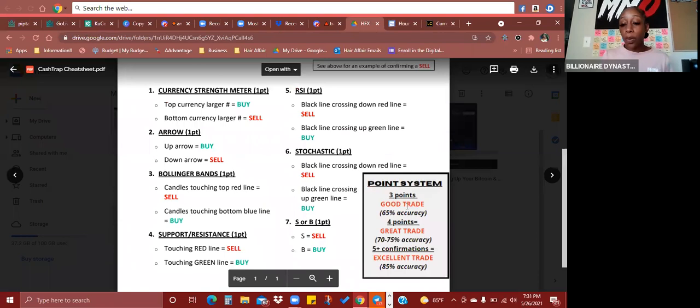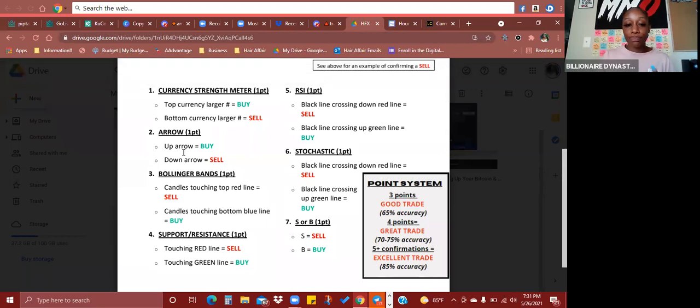So if you get 3 points, right, meaning let's say you have the currency strength, the arrow, and then you get a support and resistance, right? You got 3 points. That's only a good trade. I typically don't enter a trade off of just 3 points unless I know for certain, based off of my own independent knowledge about the markets, that it's going to sell or buy. Then I'll take the trade, right? If it absolutely makes sense, if it's hitting certain zones, then I'll take it then.